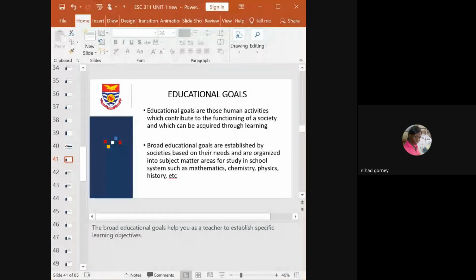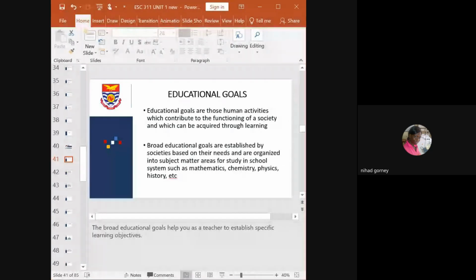And so after knowing that we need this and that, let's organize them into subjects that we can actually learn, because we are saying educational goals are those that we acquire through learning. So after getting all these needs, we decide, okay, chemistry should be a subject to be taught, mathematics should be. It is from this broad educational goal that the teacher establishes specific learning outcomes. So from the goals we can get learning objectives.